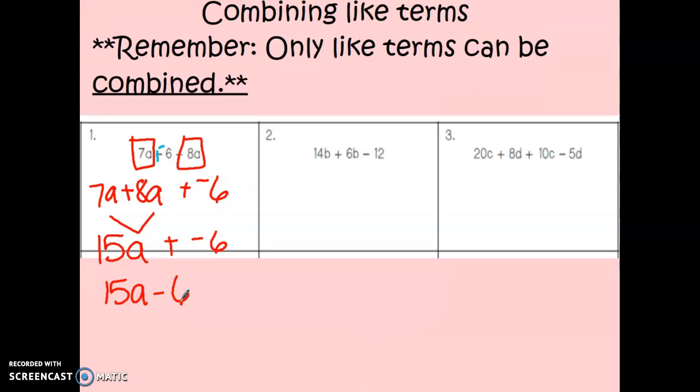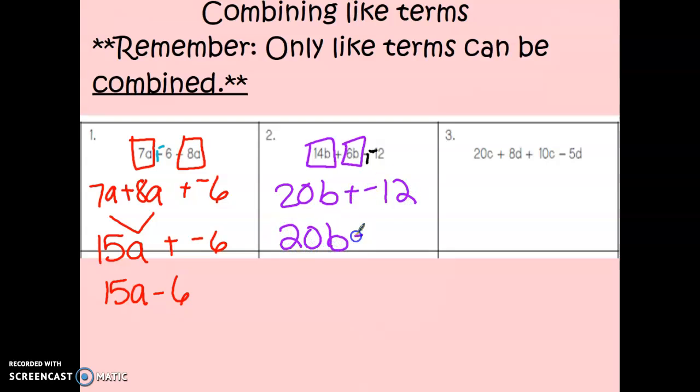Okay, here's our next one, 14b plus 6b minus 12. And again, I always tell you guys, go ahead and change it to adding the opposite because it just makes it easier. All right, and then I'm going to identify my like terms, 14b and 6b, which is 20b, and then plus negative 12. Again, I could write it minus 12. They're the same expression.